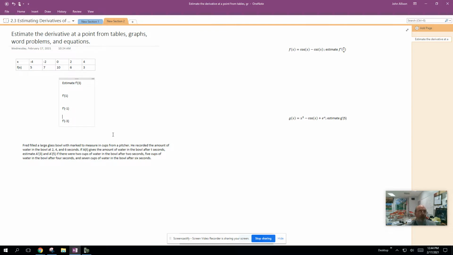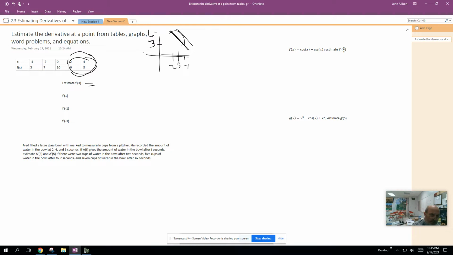We can use the secant line. If we were to plot the points for x equals 2 and x equals 4, the points (2, 6) and (4, 3), on a graph, then we could say that a reasonable estimate, as good as we can get from this table, for the derivative at x equals 3 would be the slope of that secant line between these 2 points.